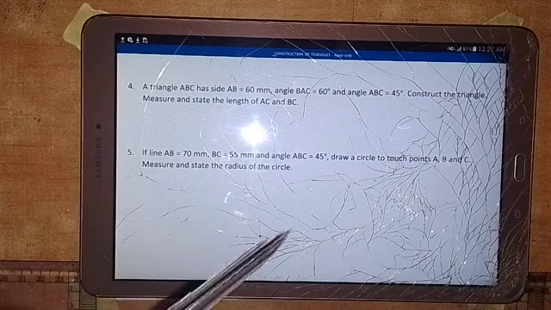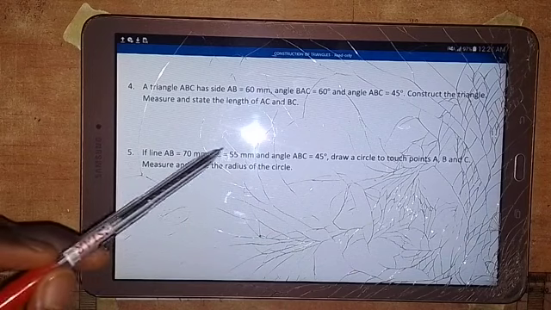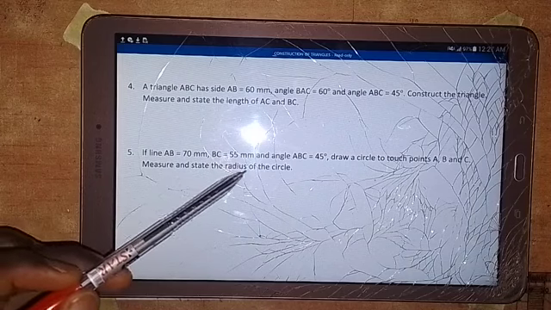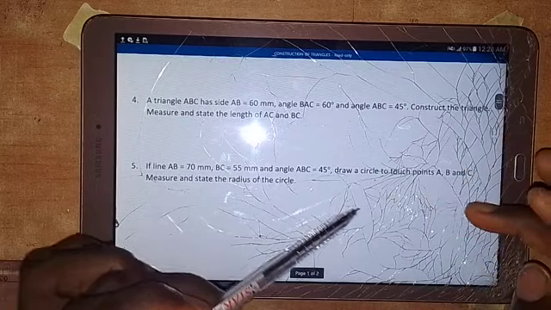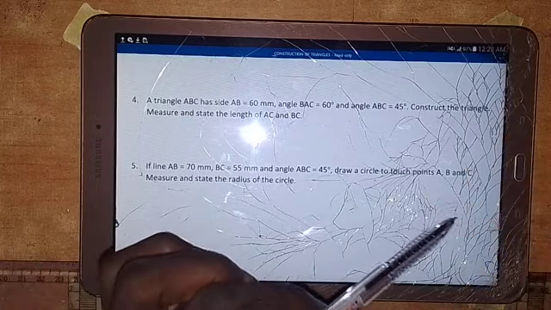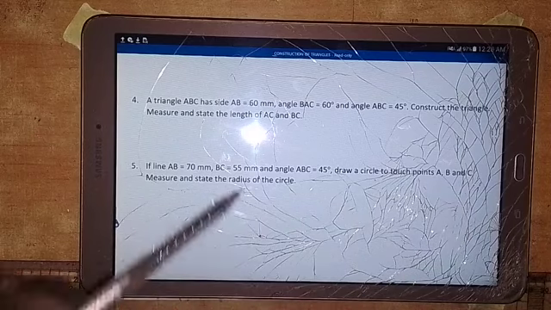Let me read the question again. If line AB equals 70 millimeters, BC equals 55 millimeters, and angle ABC equals 45 degrees, draw a circle to touch points A, B, and C. Measure and state the radius of the circle.